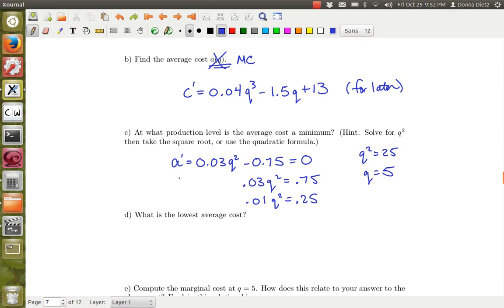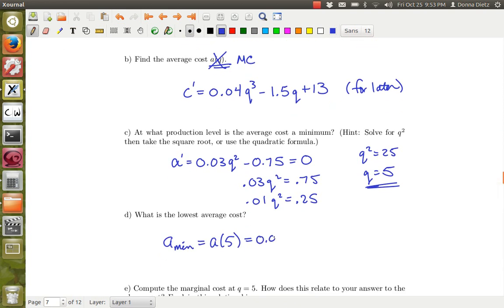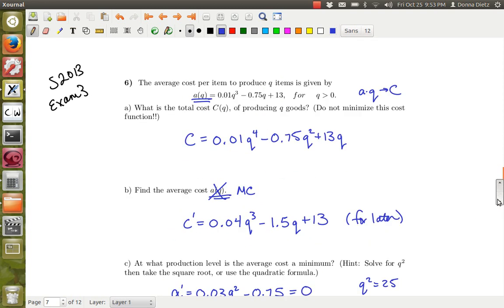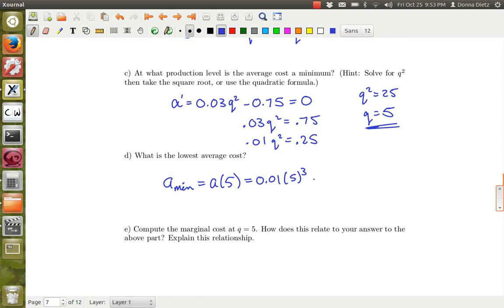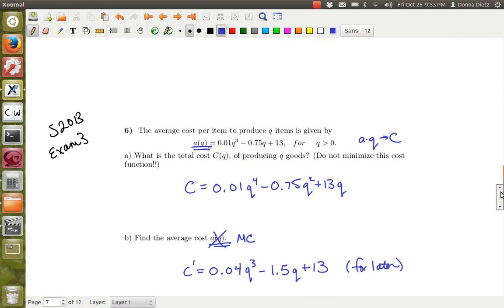Okay, what is the lowest average cost? So first it told you at what production level is average cost minimum. So I'm just stepping you through step by step. Average cost is a minimum at quantity 5. We just figured that out. So we just go back up the stairs and see 0.01 Q cubed minus 0.75 times Q, and then plus 13.